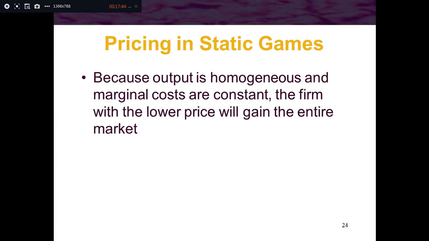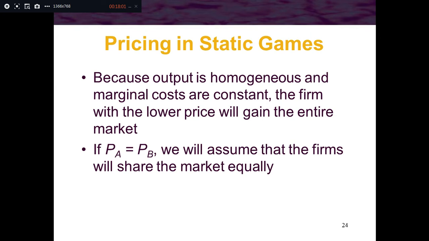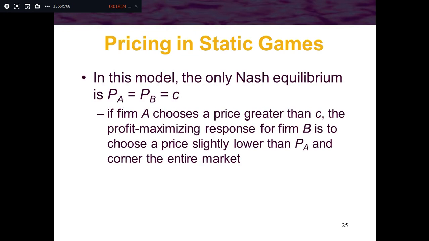So because output is homogeneous and marginal costs are constant the firm with the lower price will gain the entire market ይሄ ግልጽ ነው ስለዚህ ዋጋ ቅናሽ ያደረገ ወይንም ትንሽ ዋጋ ይዞ የሚገባው ወደ ገበያ የተሻለ ገበያ ሊያገኝ ይችላል ነው so if price of A is equal to price of B then we will assume that the firms will share the market equally ሁለቱም እኩል ዋጋ የሚወጡ ከሆነ እኩል ገበያውን ይጋራሉ because ገበያው የሚወሰነው በዲማንድ ስለሆነ በእቃው ባለው ዲማንድ ልክ ገበያውን ሊጋራ ይችላል ማለት ነው so in this model the only Nash equilibrium is PA equals PB, which equals cost.